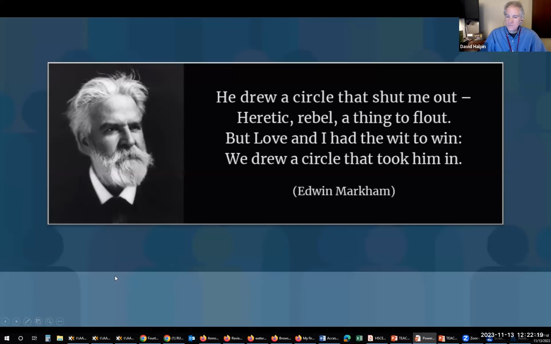And here's a quote. It's a poem that ties into that, and it's only 4 lines. He drew a circle that shut me out, heretic, rebel, a thing to flout. But love and I had the wit to win. We drew a circle that took him in. And so going back to that circle, that bubble, we want to draw a circle that takes in all of our learners and includes everyone.